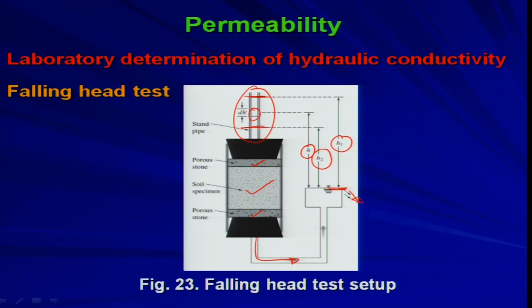Now h1 is known to you because you are starting the test, so you must know what your level is at the initiation of the test. And h2 is your final level difference between the entry and exit level after completion of the test. So you know the length of the specimen, and you know the other details from the laboratory experiment available with you.